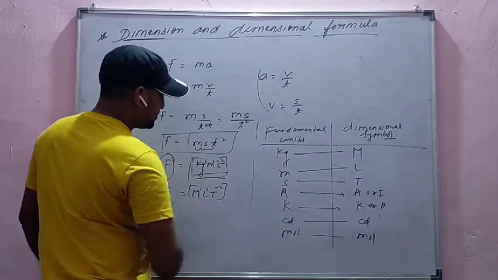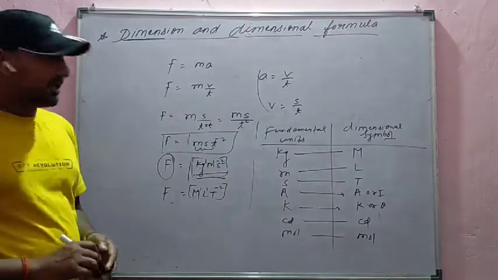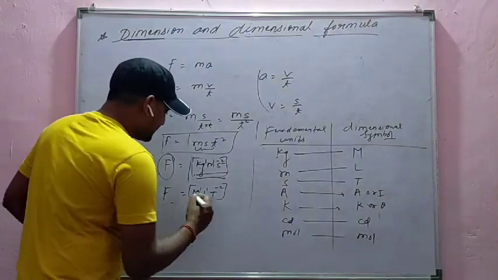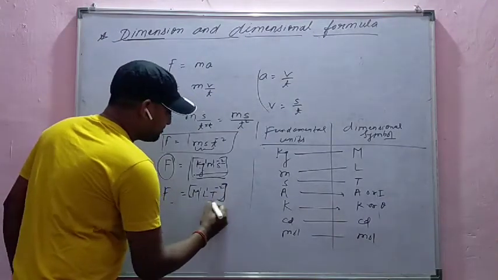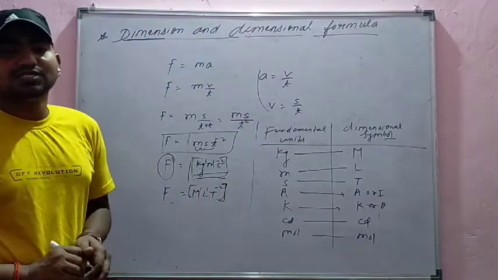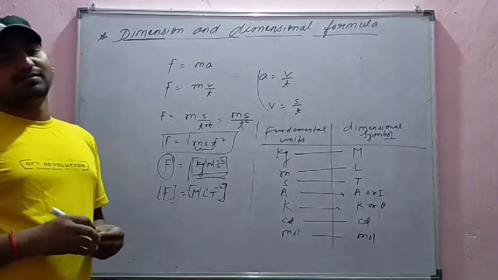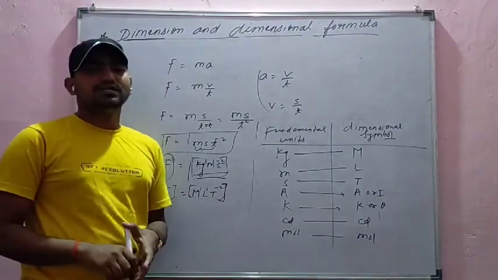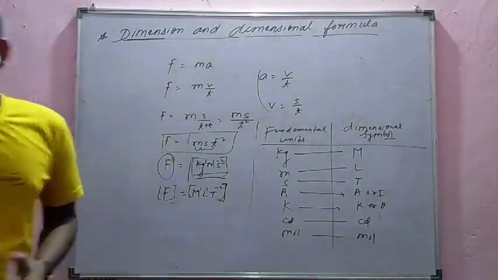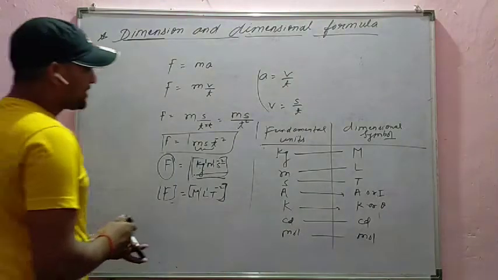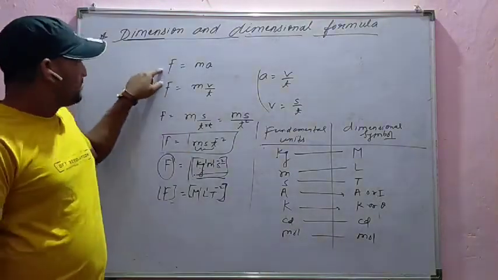This is the dimension of force. Here you can see the square bracket, and the square bracket means dimension is always retained within the square bracket. Let me repeat it again.